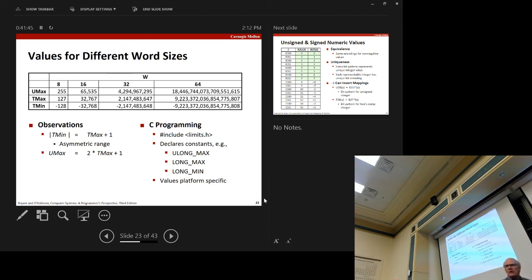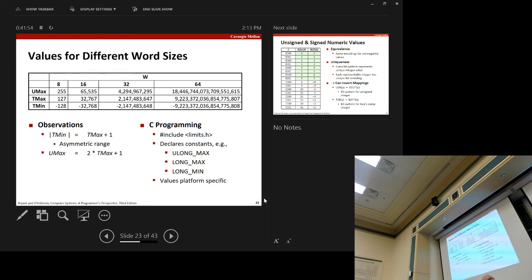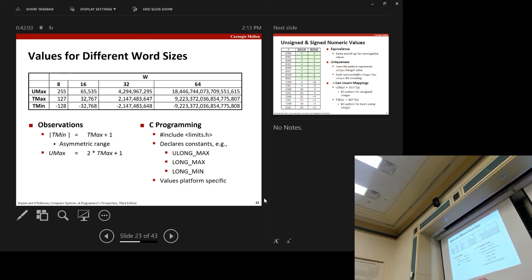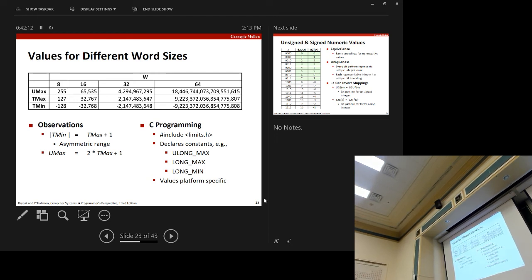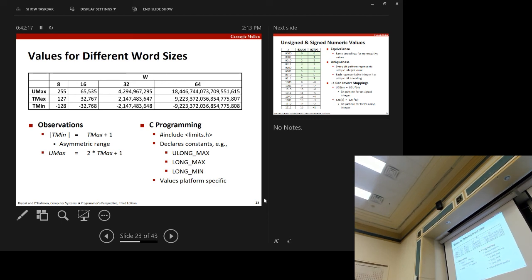And as I mentioned, on pretty much any computer you encounter nowadays, you can operate on values that are either 8 bits or a byte, 16 bits, 32 bits, or 64 bits. They're all supported as data types in the language. And you can see now that if it's 32, as I mentioned before, 2 to the 32 is around 4 billion.